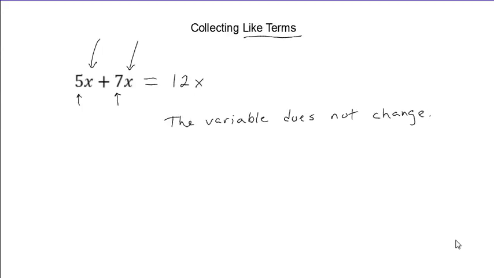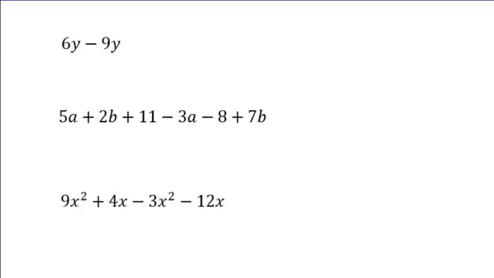So I'm going to switch the screen here, and I've got 3 examples on the screen. And what I would like you to do is pause the video right now and make your best attempt to do these 3 collecting like terms problems. And then hit play, and you'll see me do them. So pause now.